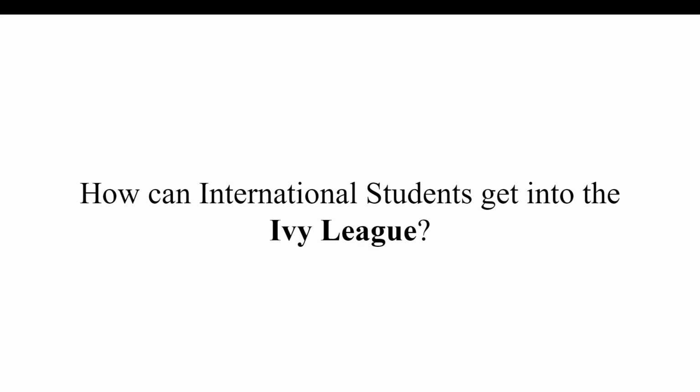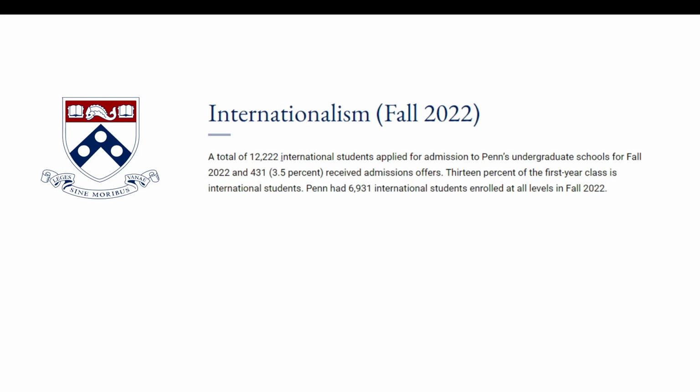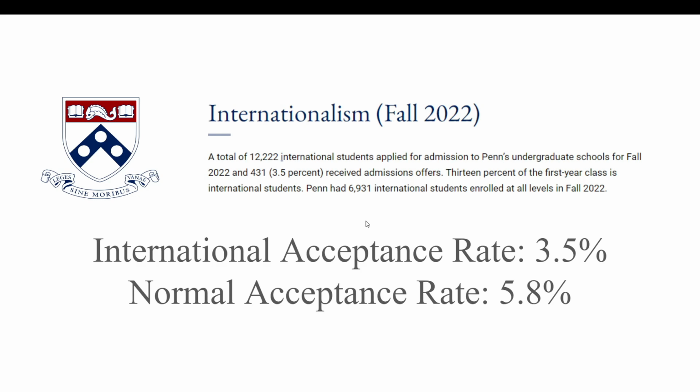First of all, we want to see how much of a disadvantage international students really have. And to do that, we're going to look at this acceptance rate from the University of Pennsylvania. Out of every single Ivy League school or top 20, this is the only public international acceptance rate data, and it's from the University of Pennsylvania. They say that 3.5% of international students were accepted, so it's a pretty low acceptance rate. Out of 12,000, only 431 people got in. So that puts the international acceptance rate here, and the normal acceptance rate at 5.8%.